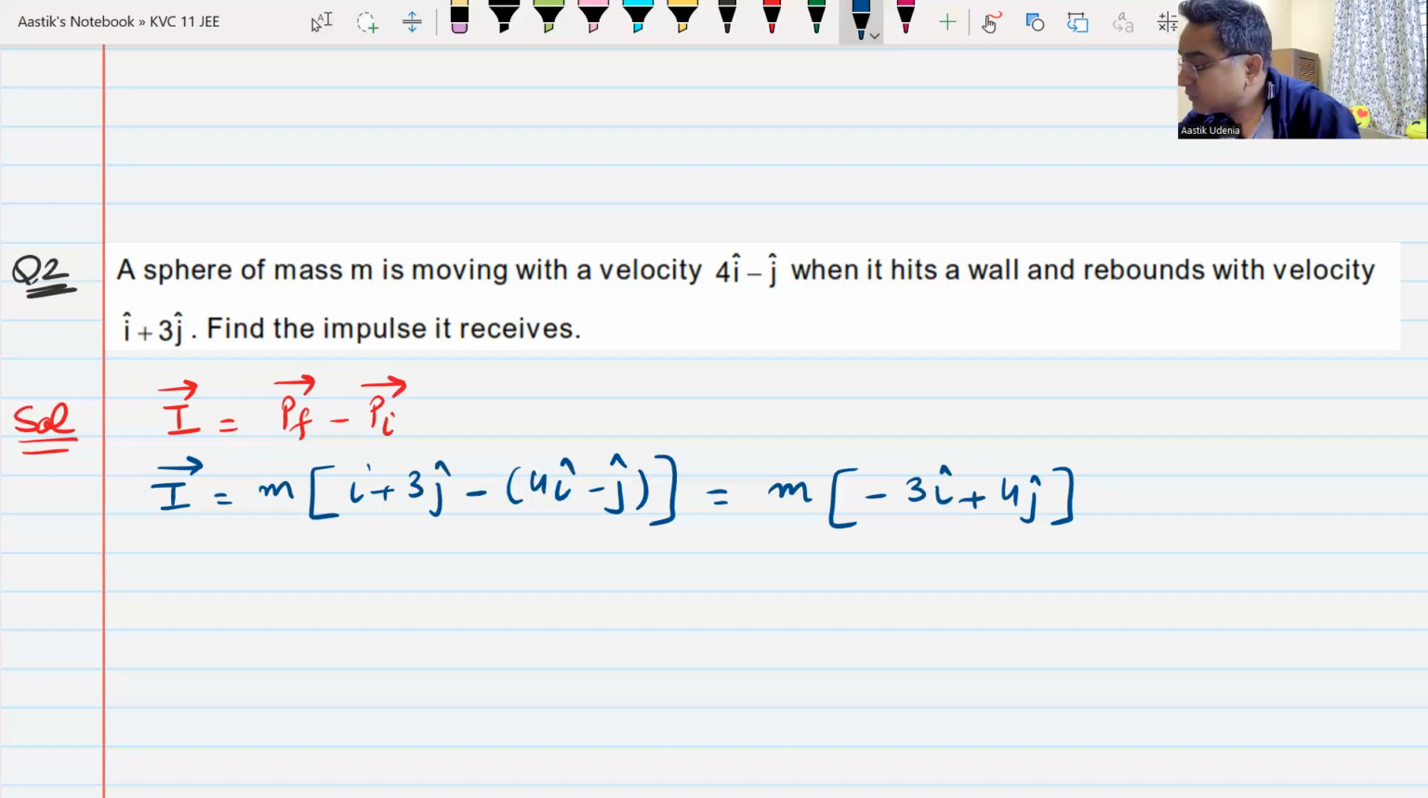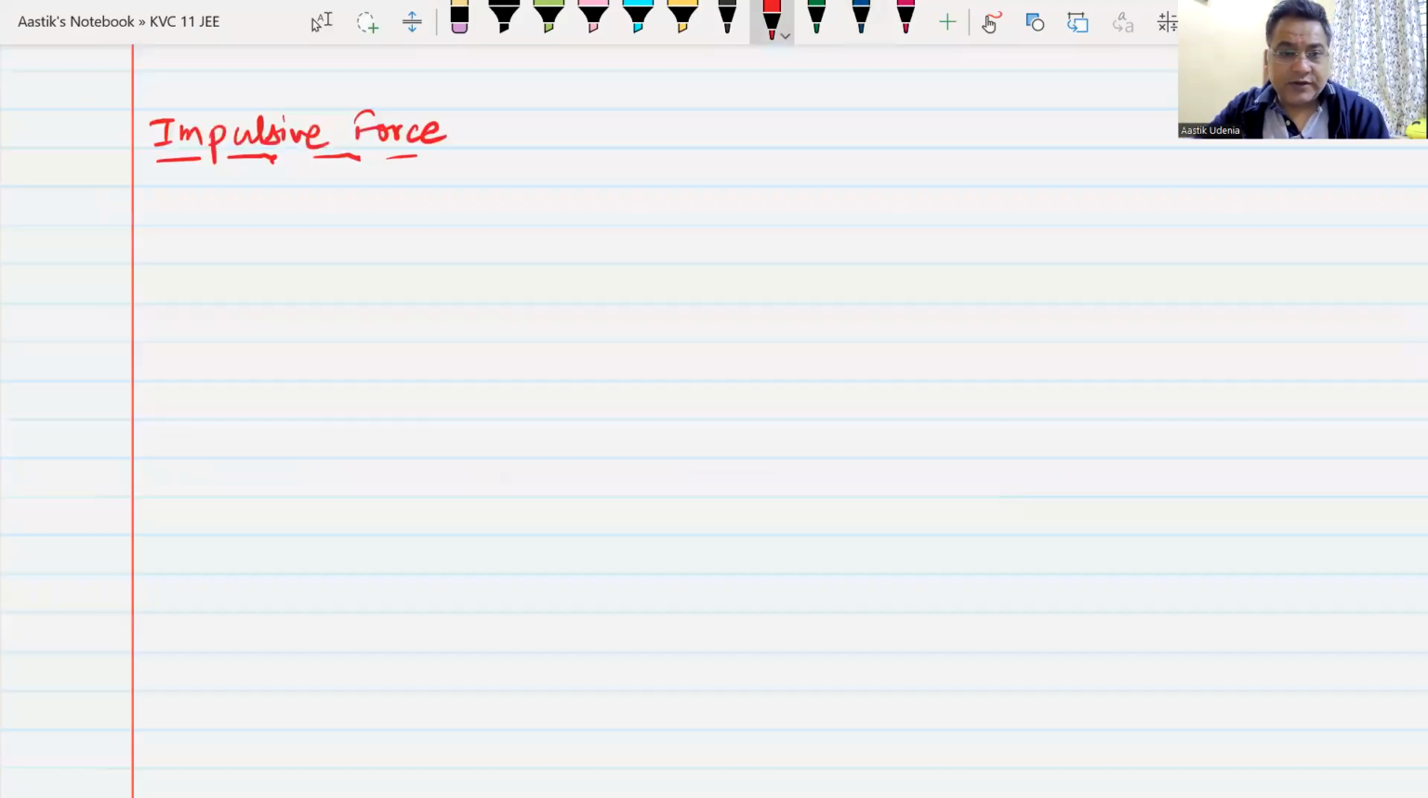Impulsive force. What do you mean by impulsive force? Anyone has any idea? What do you mean by an impulsive force? Yes, anyone would like to say anything? What do you mean by impulsive force?